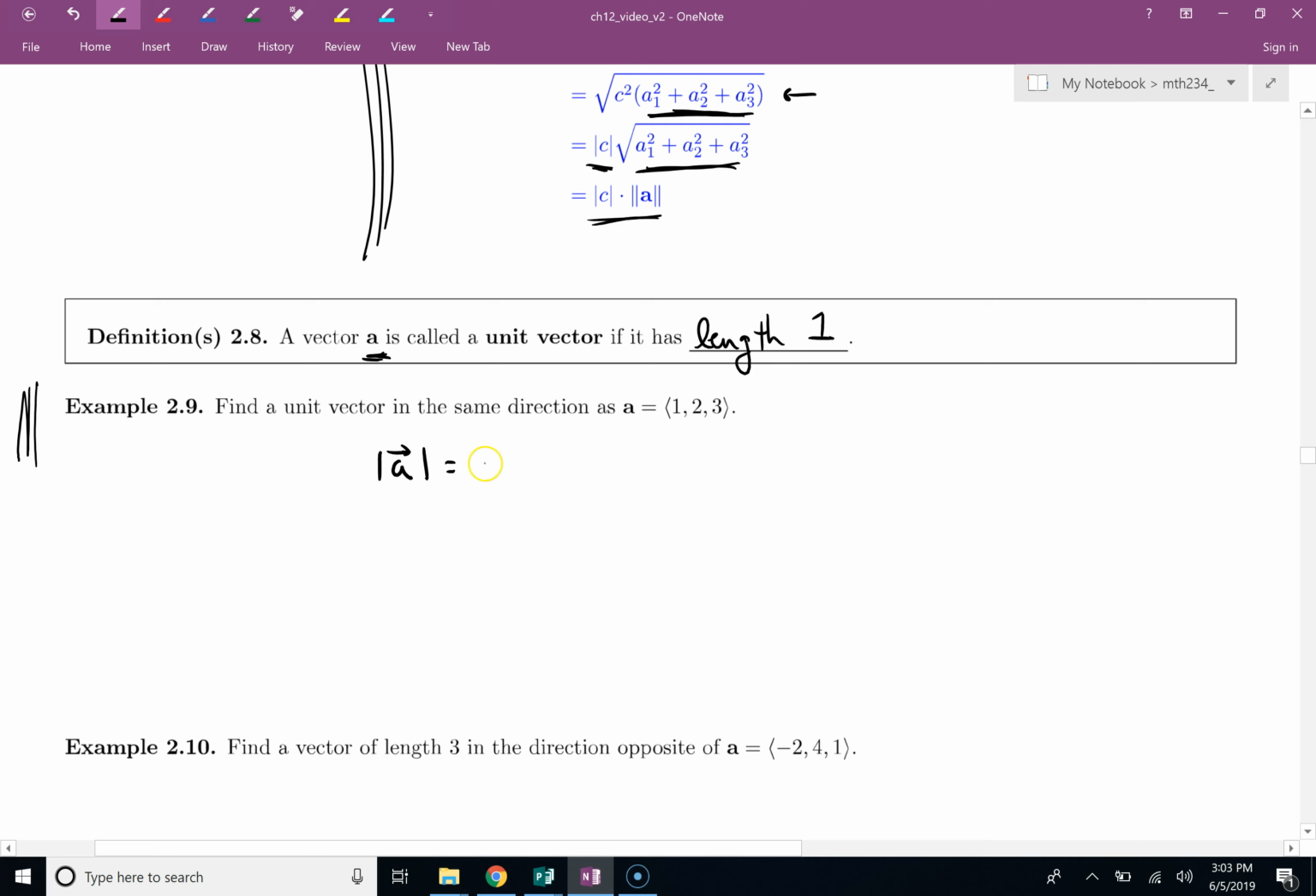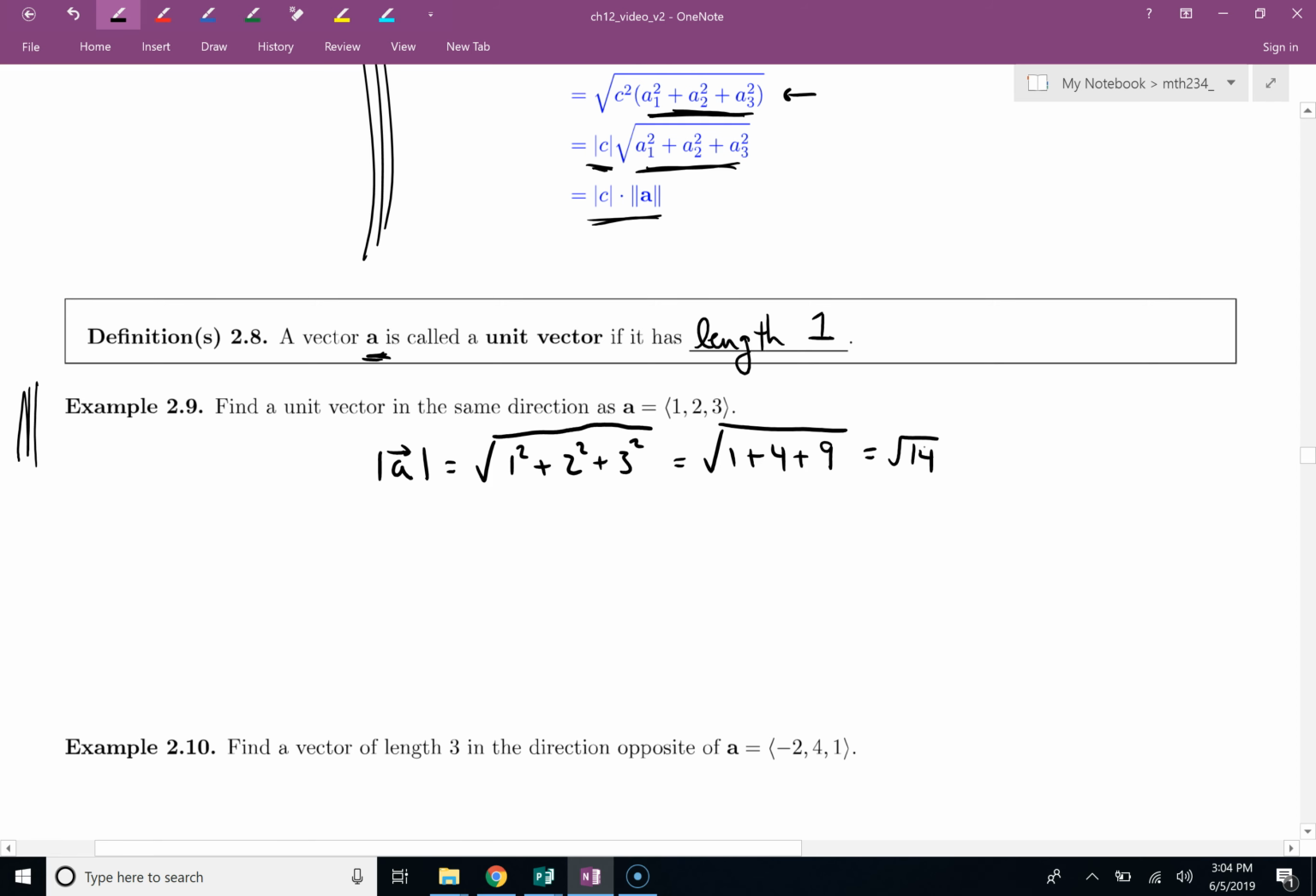Based on our definition for calculating the length, we take each component, square it, add those together, and throw them all under the square root. So 1 squared is 1, 2 squared is 4, 3 squared is 9, and we get the square root of 14 after all is said and done. Sadly, the square root of 14 isn't 1, so it doesn't have length 1, it has length root 14.